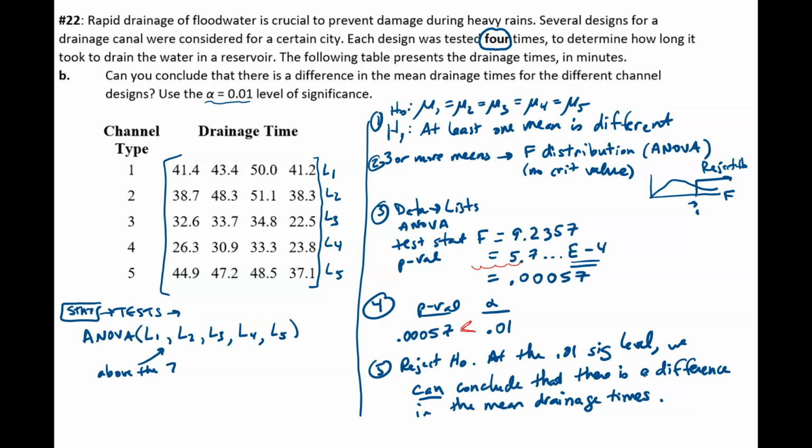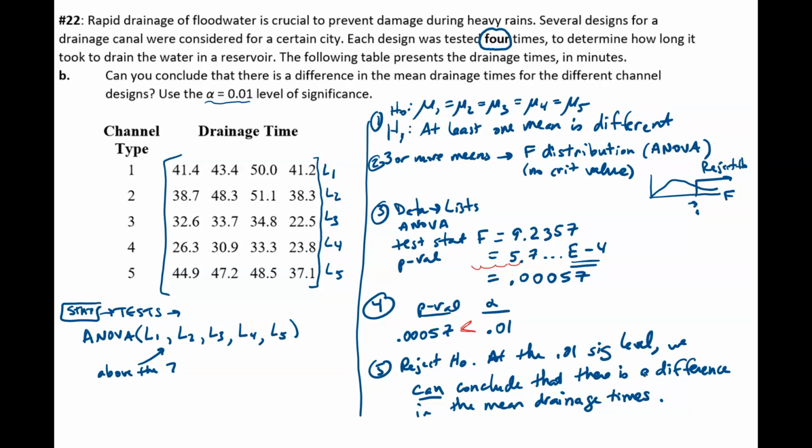And just looking across the rows, I'm seeing that number 4 seems to have lower numbers overall. And if we're looking at drainage times, we want low numbers. We want things to drain quickly and not take very long. So I would guess that number 4 is a significantly lower one. Number 3 is not doing too badly. And the other ones look like they're noticeably higher. So there you have an example of a hypothesis test with ANOVA, an abbreviated test.